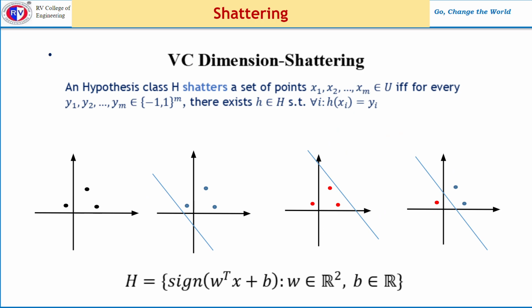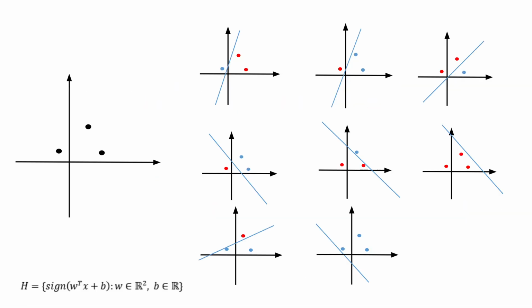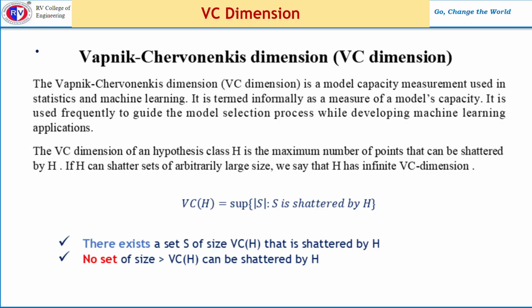We understood what shattering was with an example of 3 points in a two-dimension plane, where these 3 points are said to be shattered by a hypothesis H, which in this case was a single line, which was able to shatter all possible configurations, numerically 8, as we can see in this particular diagram. This hypothesis space is able to shatter all the possibilities which can arise from this particular arrangement of 3 points.